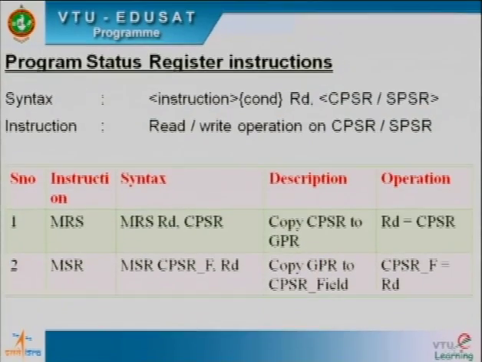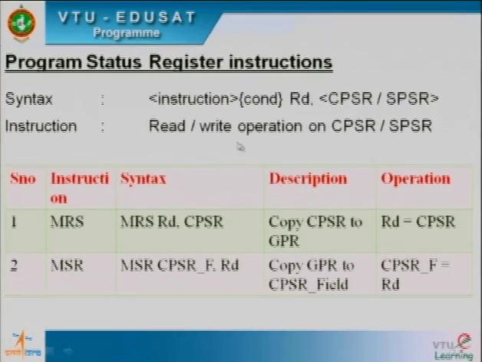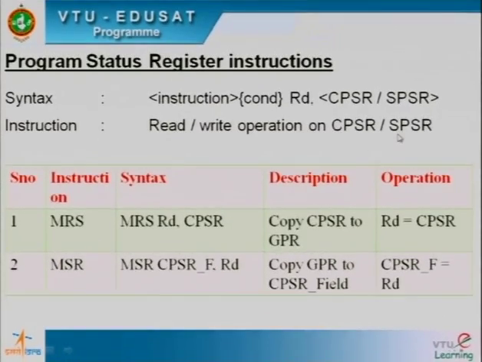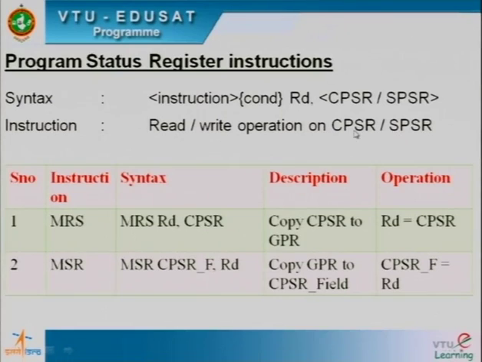Right. Last one, program status register instructions. The syntax for this is instruction, condition, RD, CPSR or SPSR. These are the instructions which help us to do the read or write operation on the CPSR or SPSR register. Hope the meaning of CPSR and SPSR is very clear. CPSR is the current program status register. SPSR is the saved program status register.